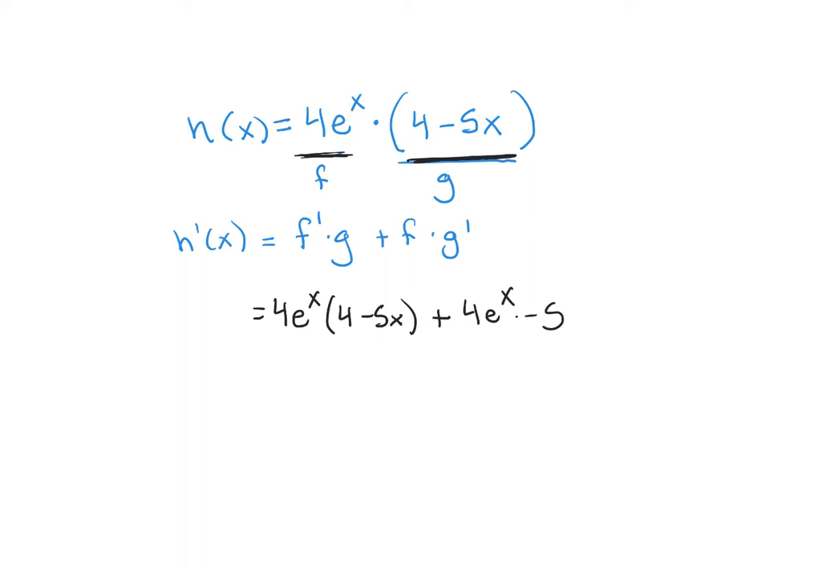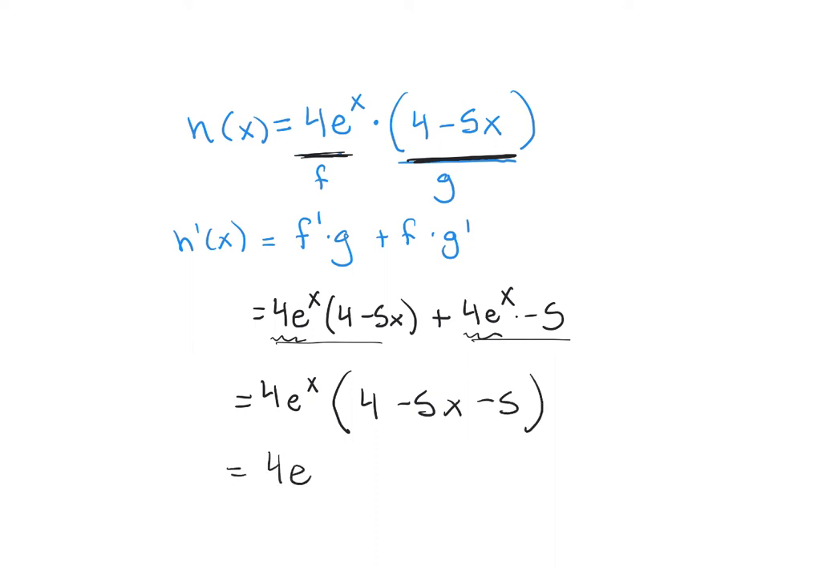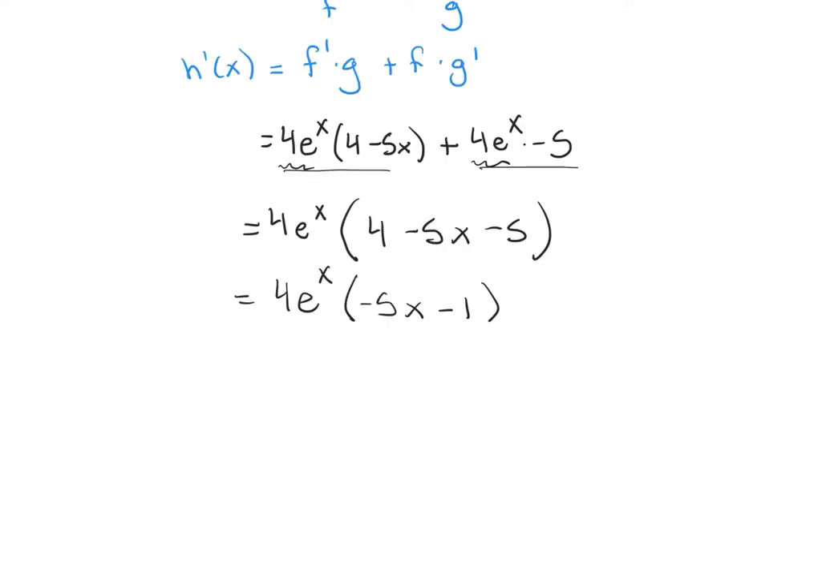So in this case, we have two terms, and they have a common factor, 4e to the power of x. So I could factor out 4e to the power of x, and then I'm left with 4 minus 5x minus 5. So 4e to the power of x, and then negative 5x minus 1. And I can factor out a negative, and this could be negative 4e to the power of x times (5x plus 1).